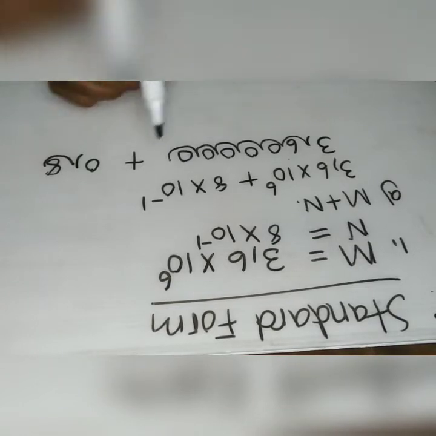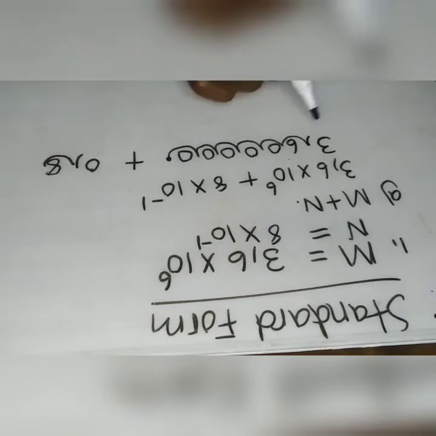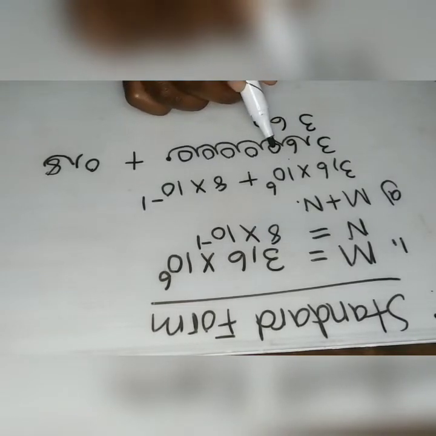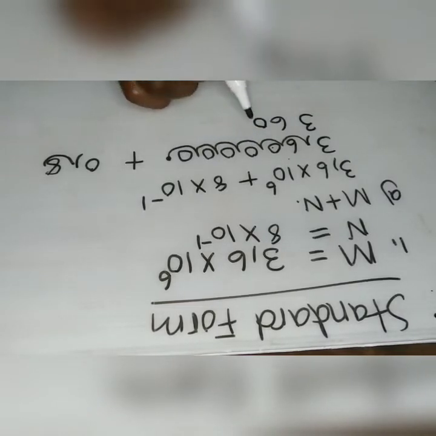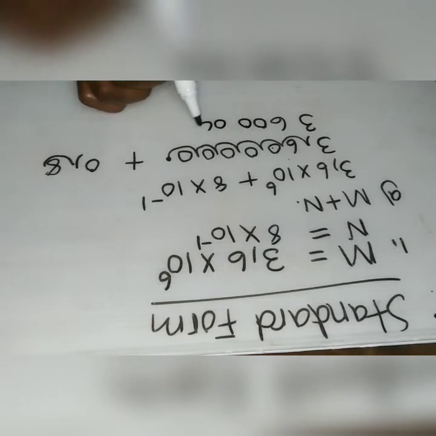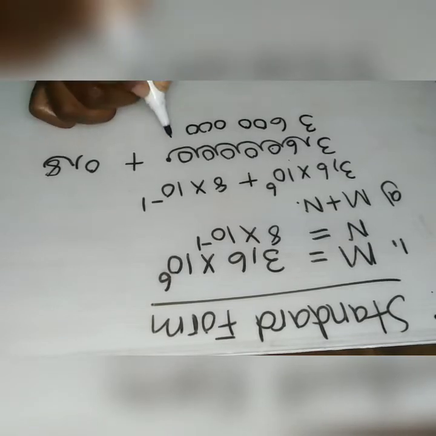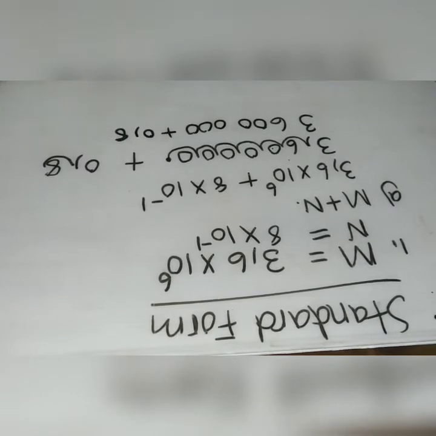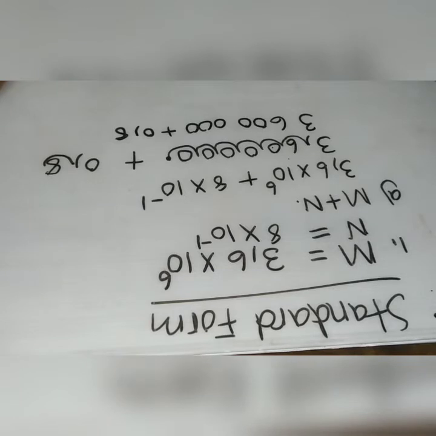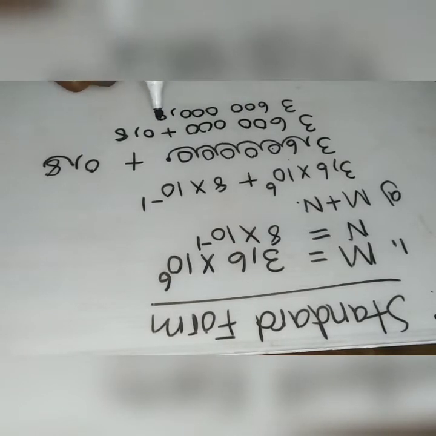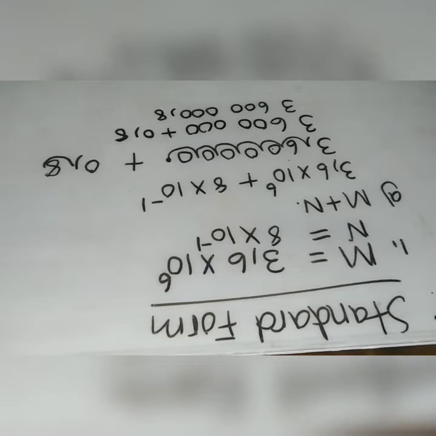And this one, our comma is now there, right? So this is 3. And we have got how many zeros? 1, 2, 3, 4, 5. All right. So this is 3,600,000 plus 0,8. Okay. So 3,600,000 plus 0,8, this will just be 3,600,000.8 when we add it together, right?